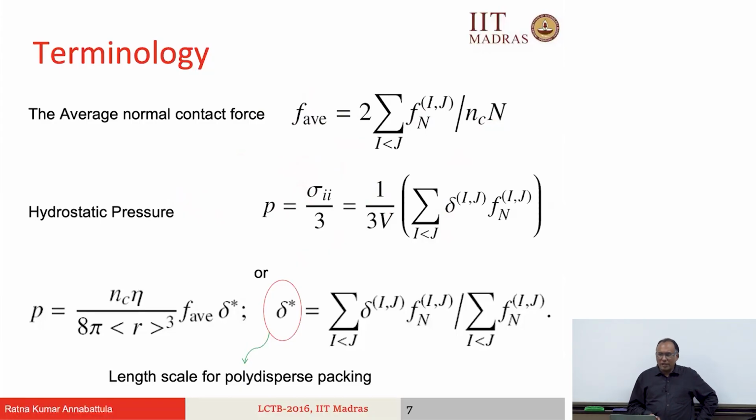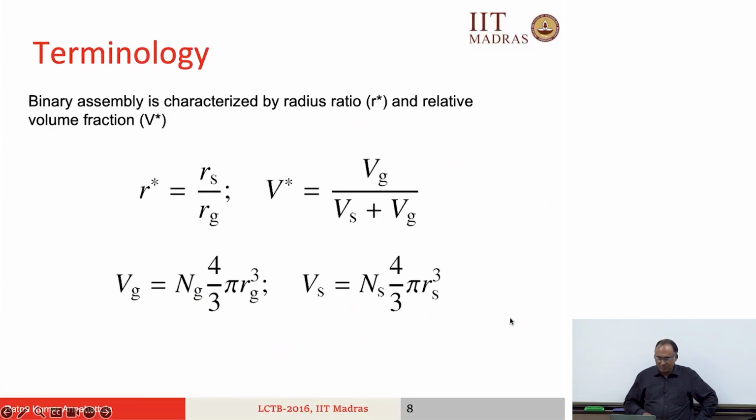Depending upon the polydisperse packing, you see this delta star. In a polydisperse packing, this is a length scale that we are introducing, which is the sum of delta_ij F_n_ij by F_n_ij. And now let us look at a binary pebble assembly.